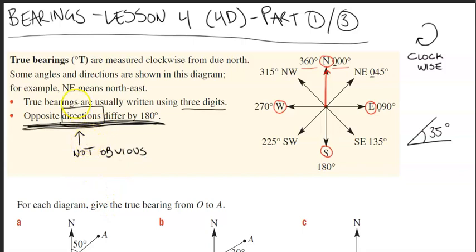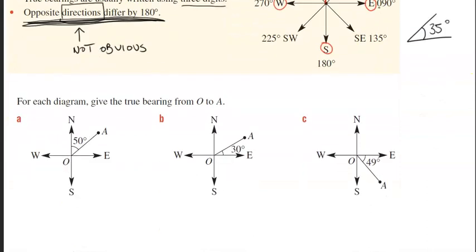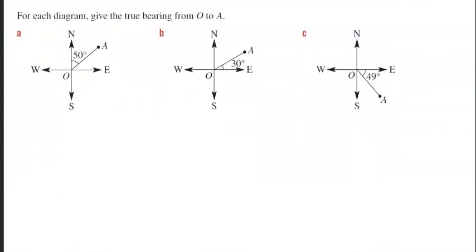Okay. Just for now, keep this at the back of your head. Opposite directions differ by 180 degrees. We'll reference this when it comes to part 2 of the series on bearings. For now, we're just going to look at these 3 simple examples, and we'll look into more examples in the next video.